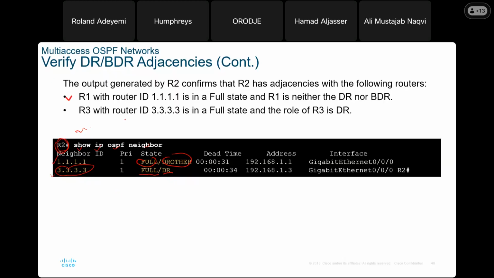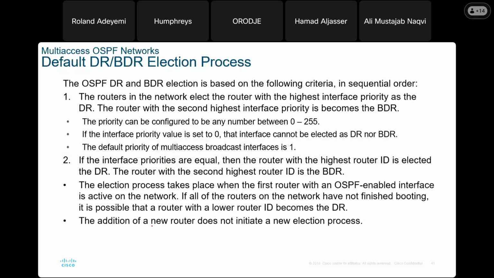And that's what they wrote here. Router 1 with router ID 1.1.1.1 is in a full state, and router 1 is neither the DR nor the BDR. That is why it's called DROther. Router 3, this one here, with router ID 3.3.3.3 is in a full state, and the role of router 3 is DR. So router 2 is the BDR. It forms a full relationship with the DR. Router 2, which is also the BDR, can form a full relationship with a DROther. But DROthers will never be able to form a full relationship with themselves.